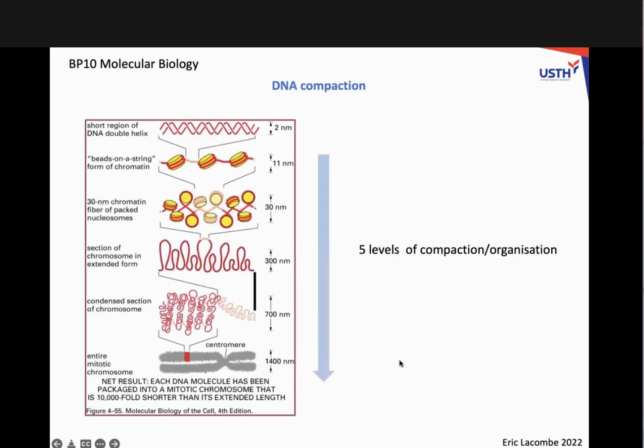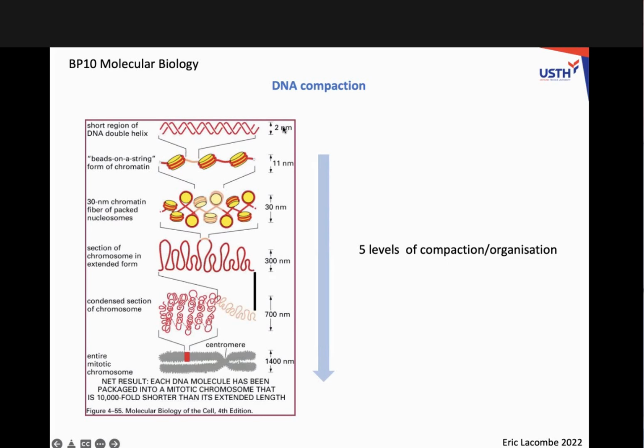So this is the 5 levels of compaction or organization of the chromatin inside the nuclei. You know this, it's just to remind you. We can take it from the bottom or from the top, it's the same. At the bottom we have the representation of a chromosome during the anaphase of mitosis, because it's a compact chromosome, we draw it like that. And there are 5 levels of organization. We can start from the top. We can go very quickly on that.